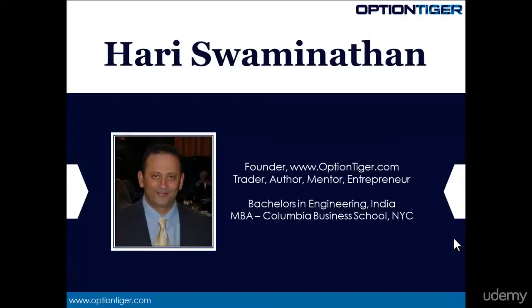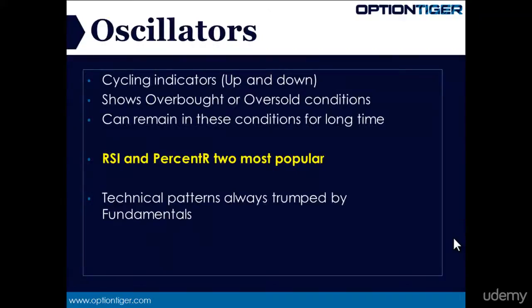And in this free course, we're going to look at technical indicators called oscillators. Oscillators are cycling indicators, meaning they go on an up and down cycle based upon the stock's price action. So, you generally will see when a stock may be overbought or in oversold conditions. Now, the important thing to remember is that these can remain in these conditions for a long time.